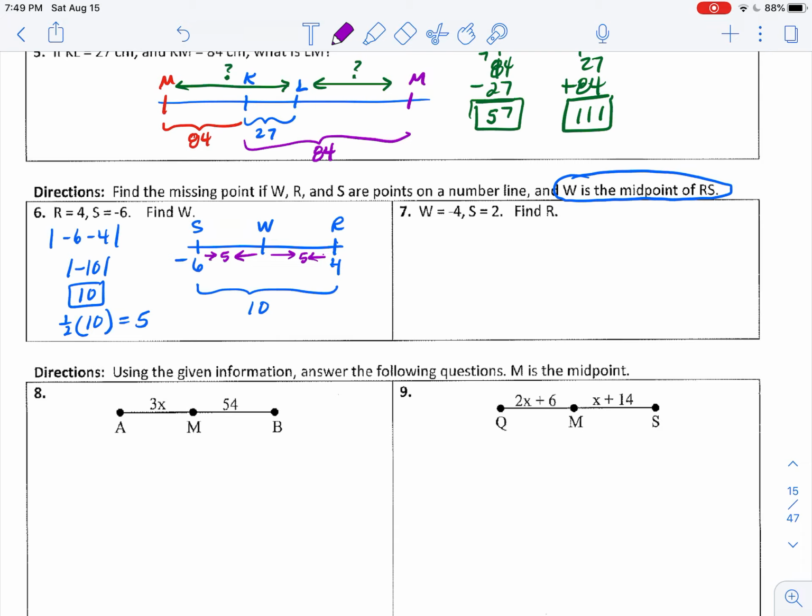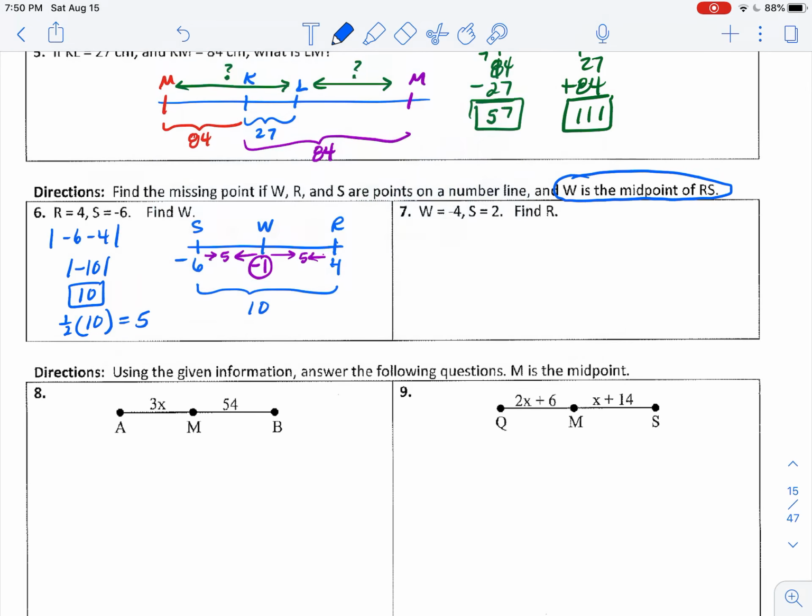And so if I want to find what W is, start at -6, add 5 makes -1. If we start on the right side, we would subtract 5. 4 minus 5 is -1. And so W, the middle, is -1.